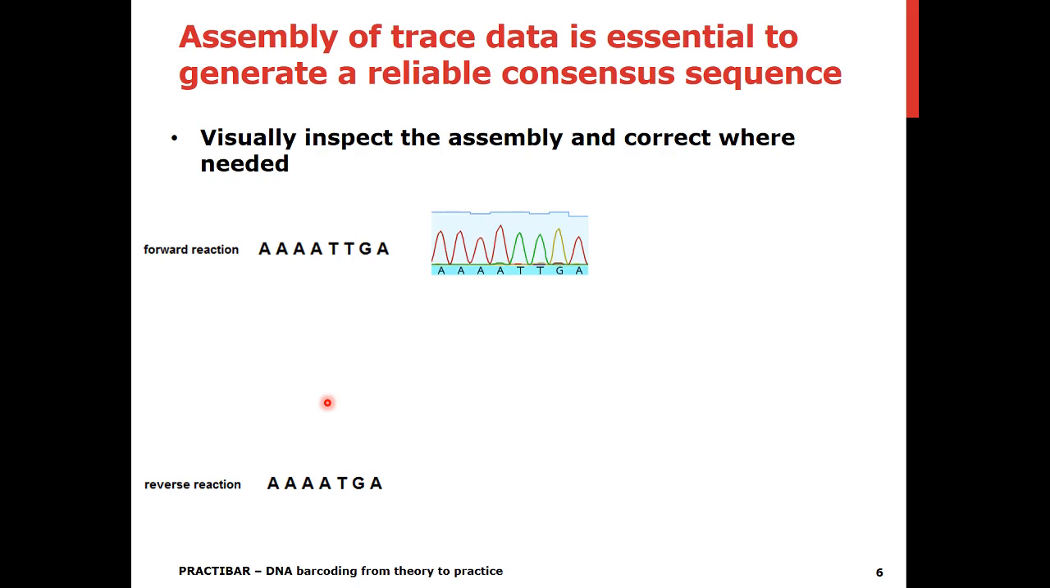So this is the trace data from the forward reaction, and this is the trace data from the reverse reaction. So when you look at the forward reaction, you see nicely separated peaks, no or very little background signal. The 2 T's are very clearly visible here, nicely separated. And when you look at the reverse reaction, here something has gone wrong with the base calling. We have 4 distinct A's. The 2 T's are present, but it is poorly separated from this G signal, resulting in only 1 T in this sequence read.